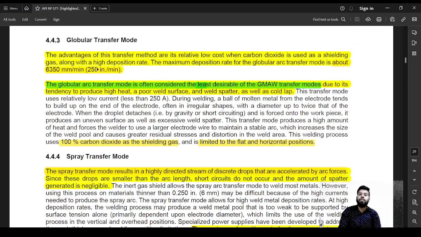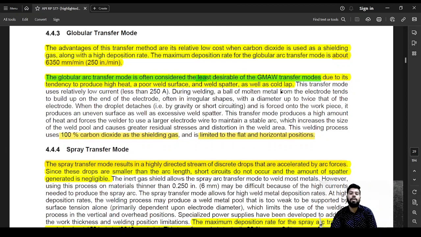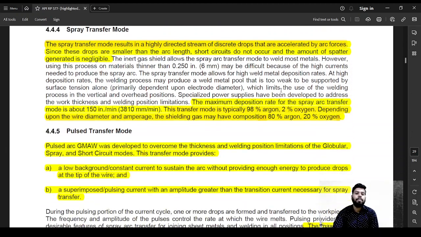So the advantages of this globular transfer mode is it is relatively low cost when carbon dioxide is used for shielding gas, along with higher deposition rates. The maximum deposition rate for globular arc mode is 250 inches per minute. The globular arc transfer mode is often considered to be the least desirable GMAW process due to its tendency to produce high heat, poor weld surface and spatter, as well as cold lap. It can be used in some cases where you have extremely high thicknesses.